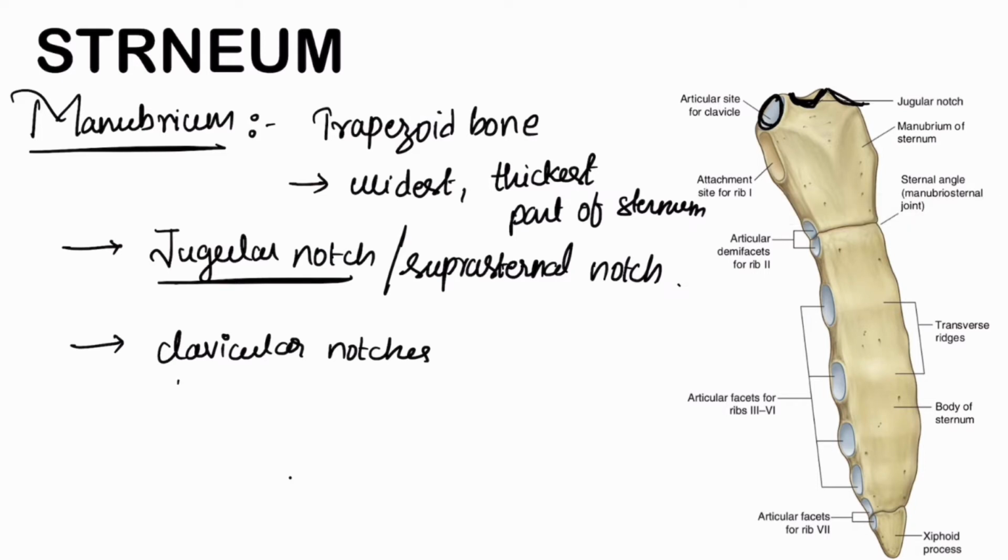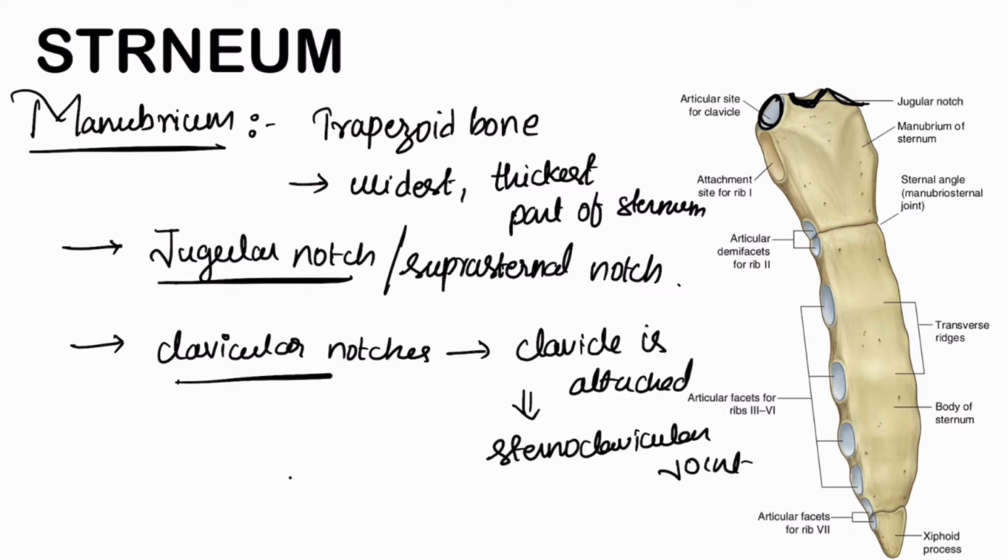To these clavicular notches, the clavicle is attached to form the sternoclavicular joint. Inferior to these clavicular notches, we also have a site for attachment of the first rib. Here, the first rib is attached. The first rib is attached to the sternum to form the sternocostal joint.